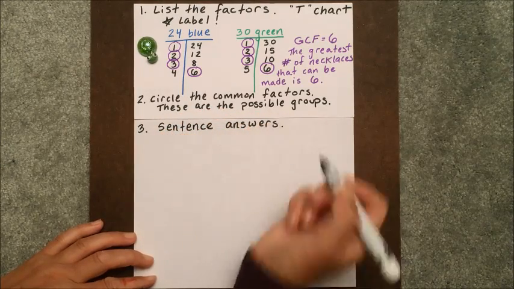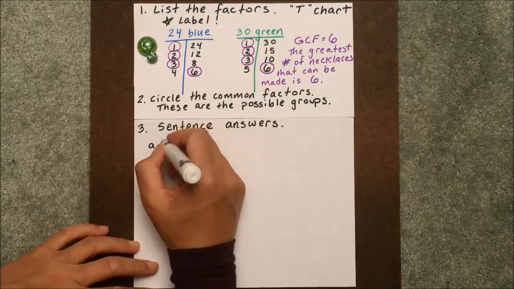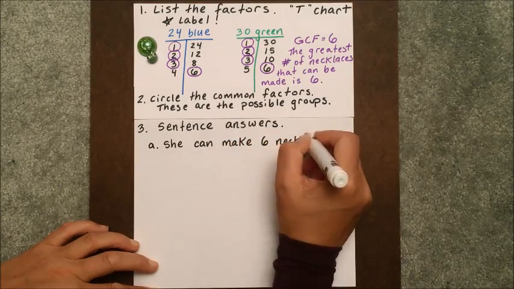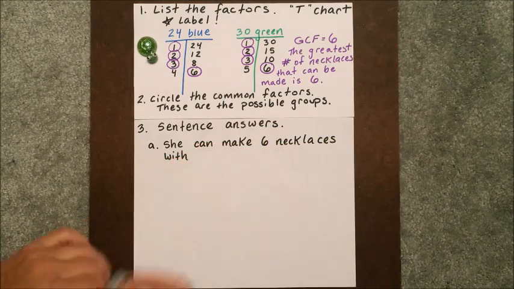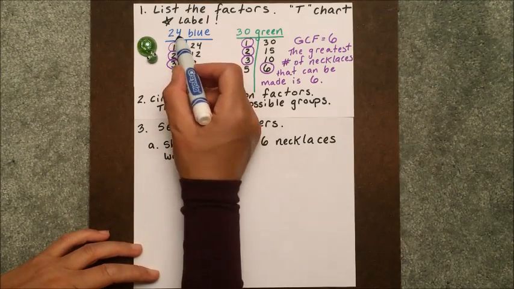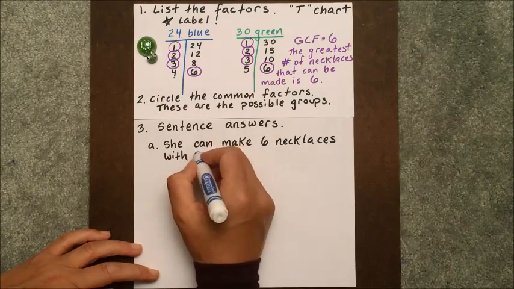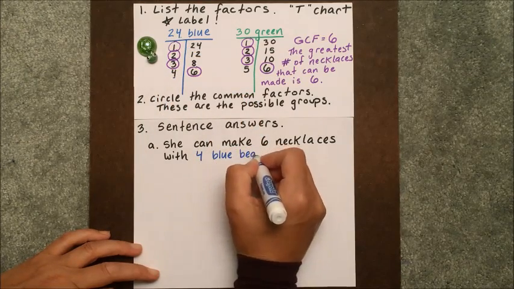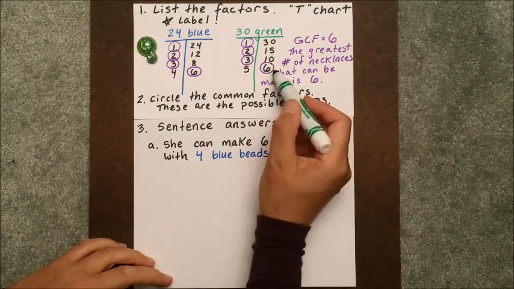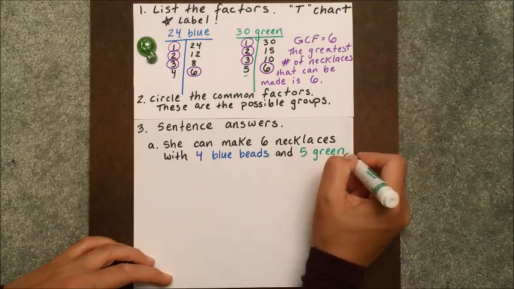Our third step is that we need sentence answers. Every word problem has to have a sentence answer. Alright, so one possibility is that she can make 6 necklaces. If we have 6 necklaces and we need to split up those blue beads, we basically have 24 divided by 6. That means that each necklace has 4 blue beads. And if we take our 30 green beads and split them up into 6 necklaces, we will have 5 green beads.